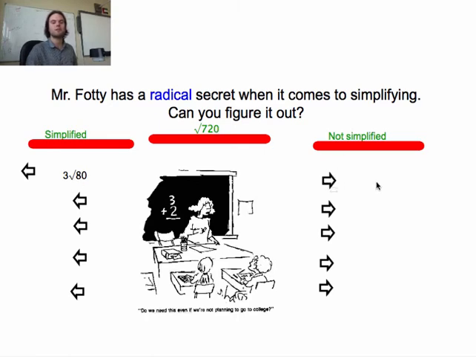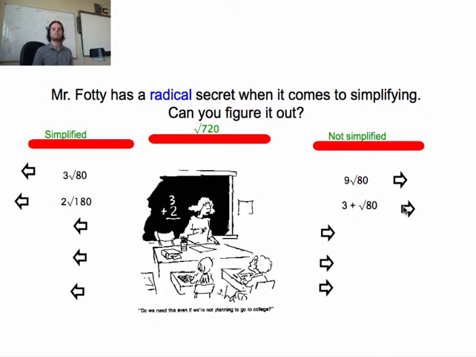Here's a not simplified form. This is not the same. What am I doing to go from here to there? What am I doing to go from here to there? Well, what is 9 times root 80? Okay? Here's the next one in simplified form. Okay? This is not in simplified form. Okay? This is not equivalent to that. These are equivalent to this. These here are not equivalent to that.